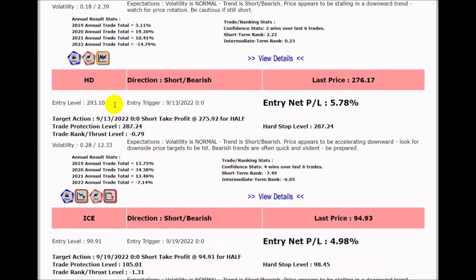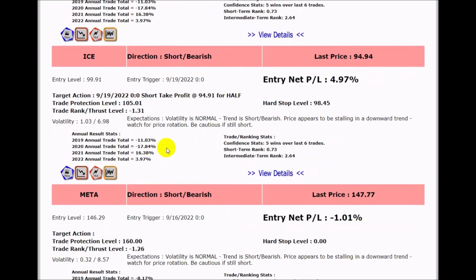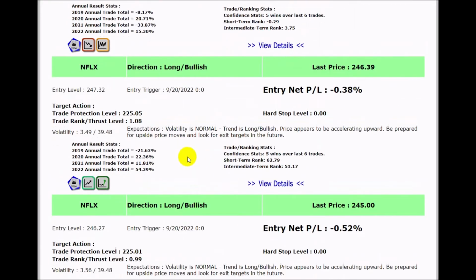We have HD, a new trade, moderate performance here, not super great, but we've already hit our first profit target, 5.78% in the trade. ICE, we've got 4.98% in the trade. We've already hit our first target. Our stop level is protecting below our entry price for our short. We have Meta, a new trade, minus 1% in the trade. No stop level. Performance is rather mixed. It's held up okay, but it kind of rolled around in 2021.